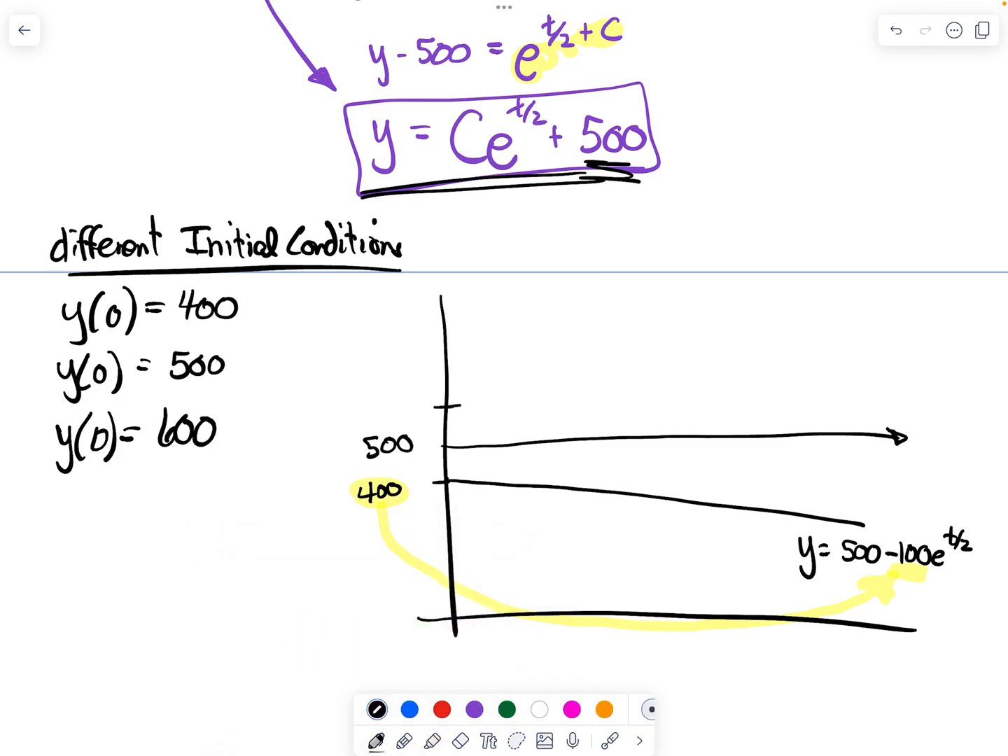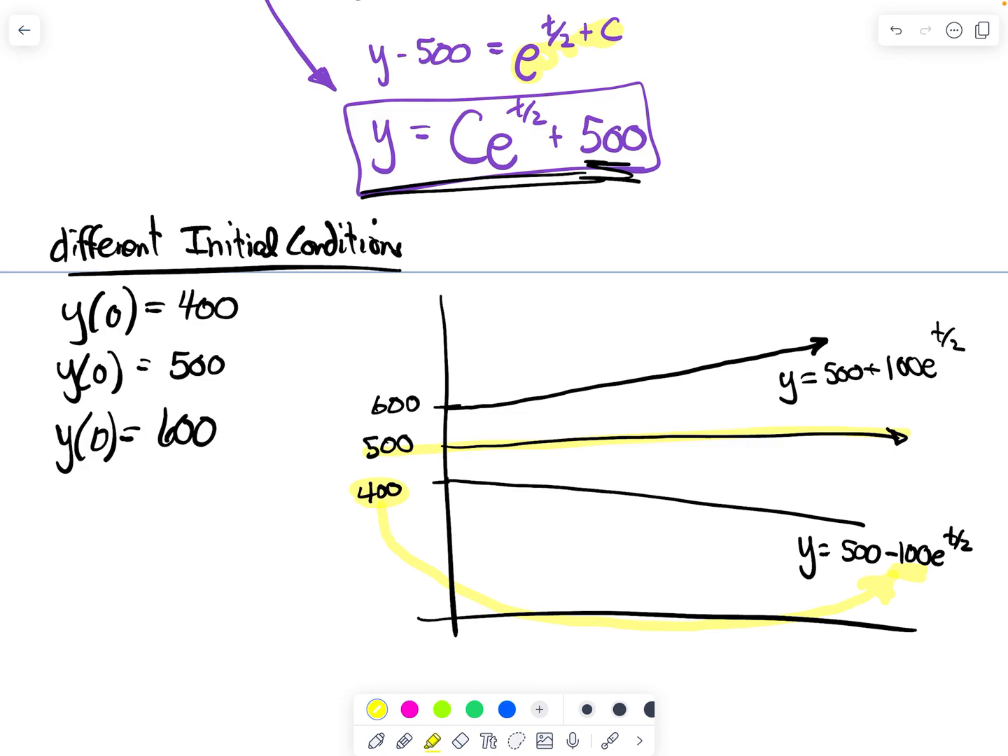On the other hand, if you put in an initial condition something like 600, you'll find that that c is something larger, which means this function grows a little more than the equilibrium. That's going to be y equals 500 plus 100 e to the t over 2. Now this magic part where you get the 100 and minus 100, you've got to do the I and the C part in our acronym to find out what that constant is.